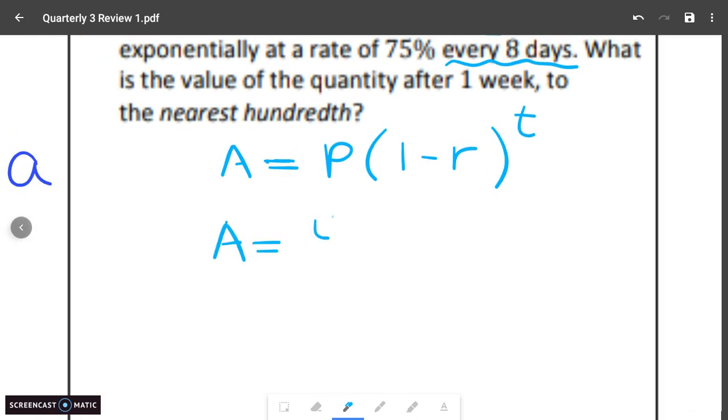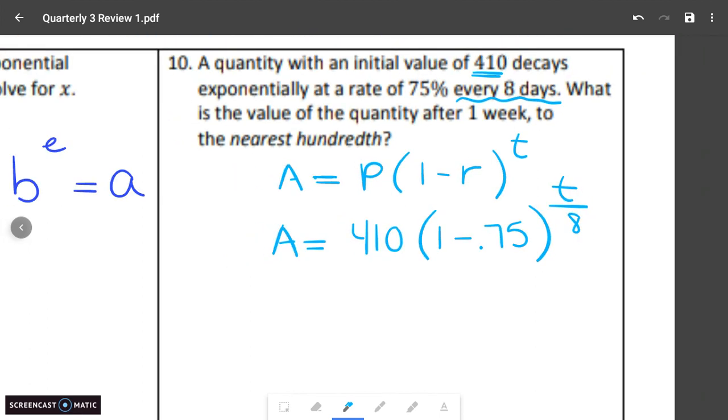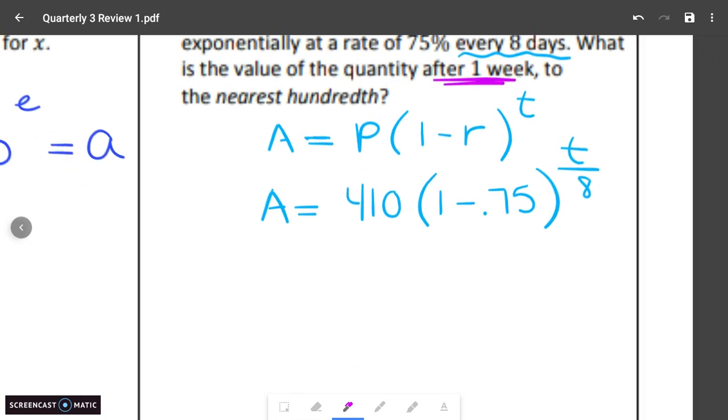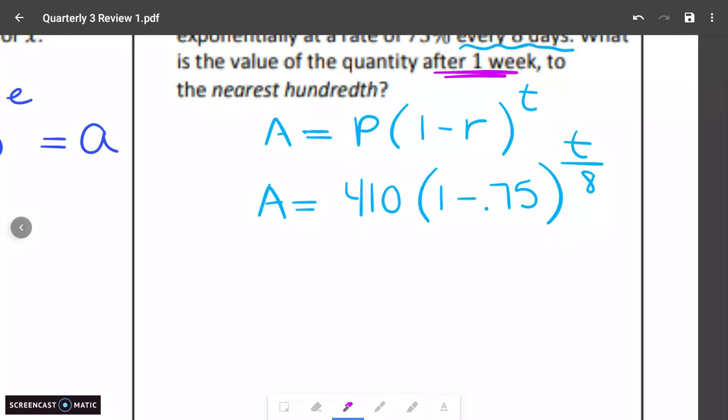So we're going to make t be in the unit of days. We know the initial amount was 410. We're doing 1 subtract 0.75, t divided by 8. So now my unit t is in days. What is the quantity 1 week after? So we have to think about how many days are in a week. We're going to plug in 7 here. Okay, 7 days in 1 week. And then everything else just plugs right into the calculator now.